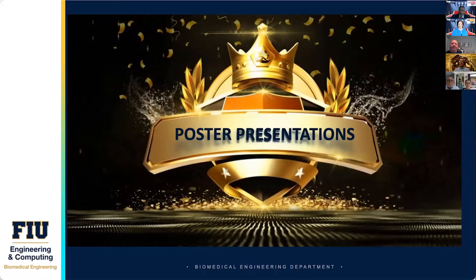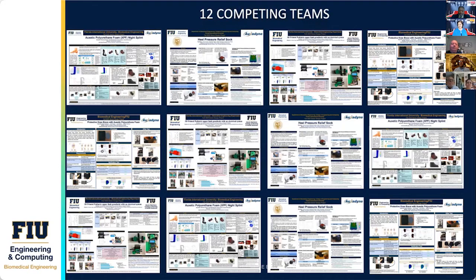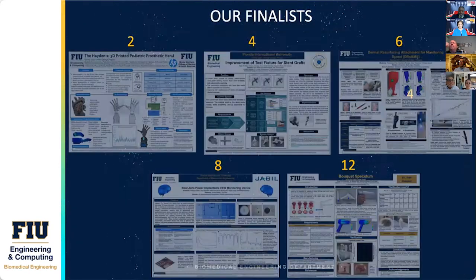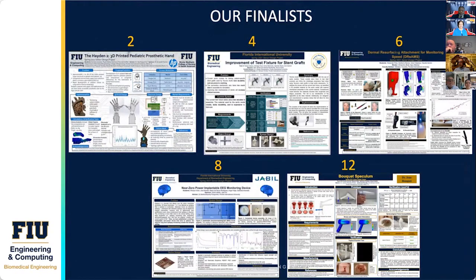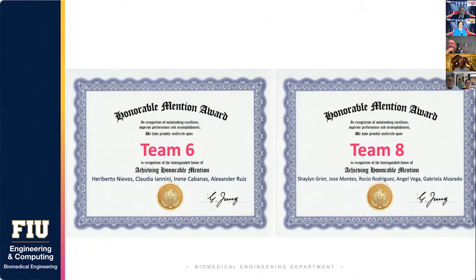Thank you very much. Now, ladies and gentlemen, the moment you've been waiting for. First, the poster presentations. We had 12 competing teams. We had 5 finalists. The finalists were Team 4, Team 2, Team 6, Team 8, and Team 12. Honorable mention award, it was a tie. It was very difficult for the judges. Honorable mention goes to Team 6 and Team 8.